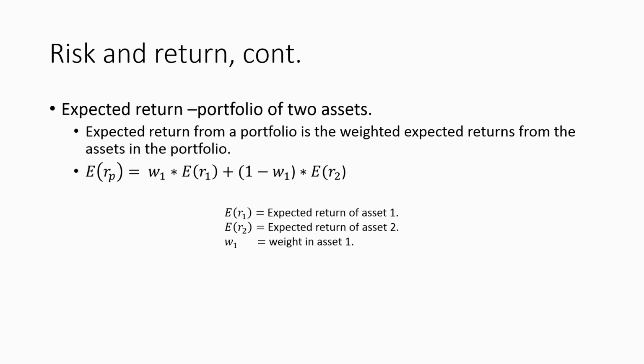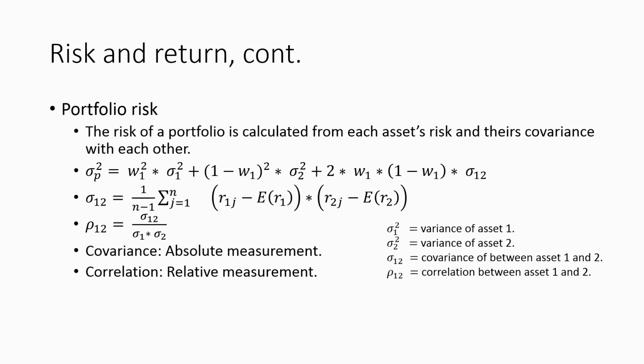Expected return of a two-assets portfolio. The expected return of a two-assets portfolio is the weighted expected return from the assets in the portfolio. Portfolio risk or variance is calculated by using this formula. We need to find covariance between the assets before we can calculate the variance.